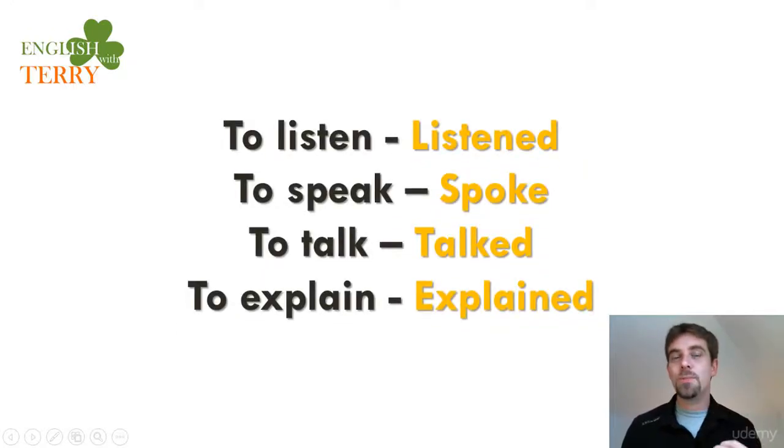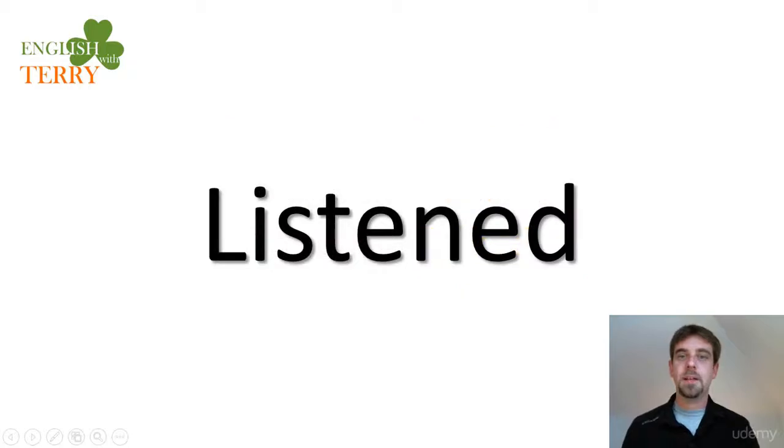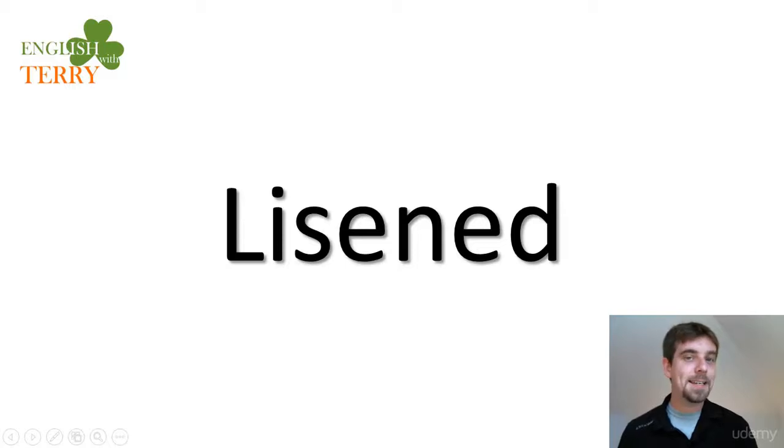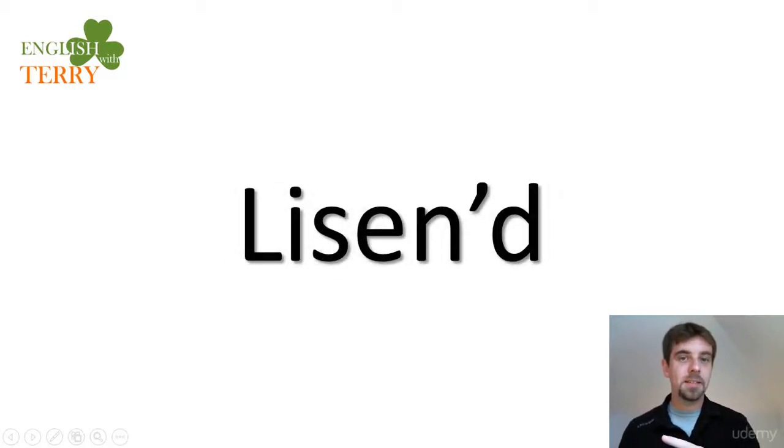So, the 4 verbs in the past: listen, listened, speak, spoke, talk, talked, explain, explained. Let's study the pronunciation slowly. Listened, so the T is silent, and we imagine that the T and E in listened are silent. So listened, listened, listened. Not listen-ted, listened.